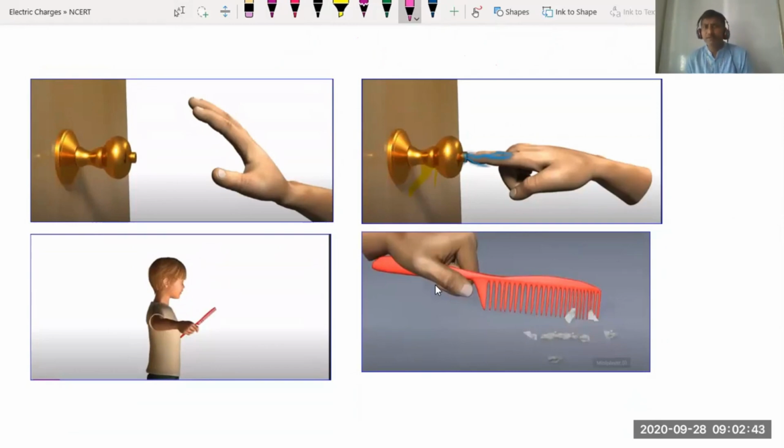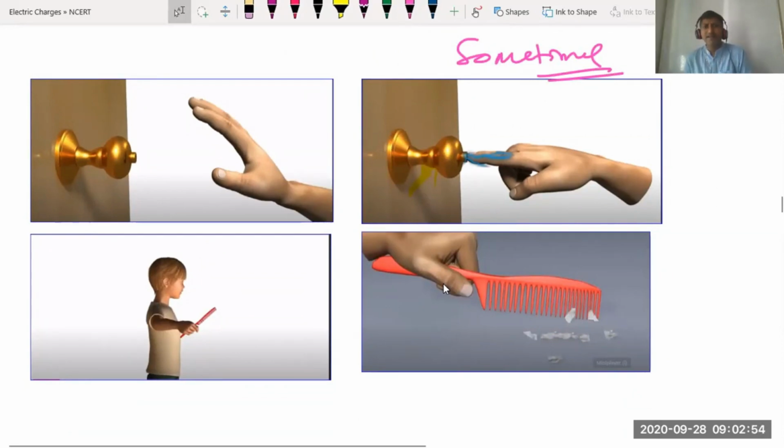So sometimes, we remember, what happens? This man or woman may experience a mild shock from this knob. Since if it is a charged one and this finger is also charged, then there is a chance of passage of electric current. So the person can feel a mild shock. Here one is losing electrons, another one is gaining electrons. Charge flow is observed. That's why they are feeling the shock.